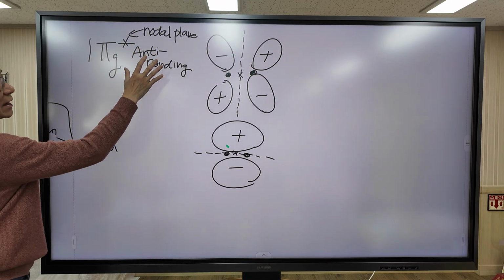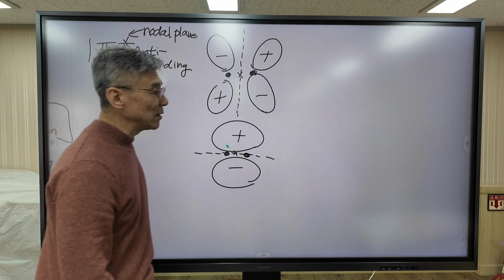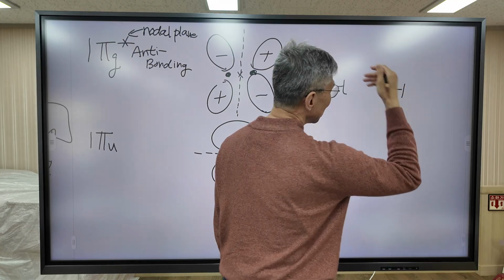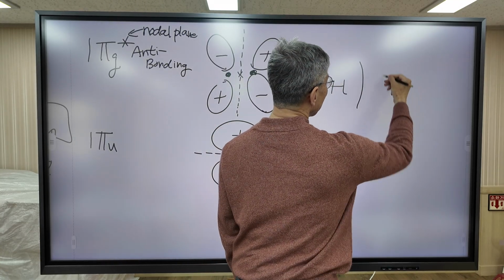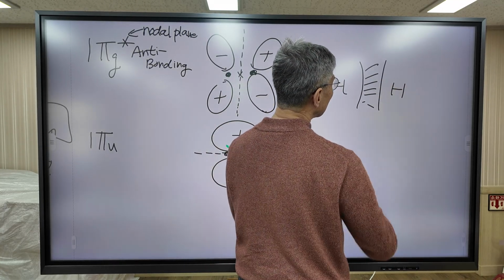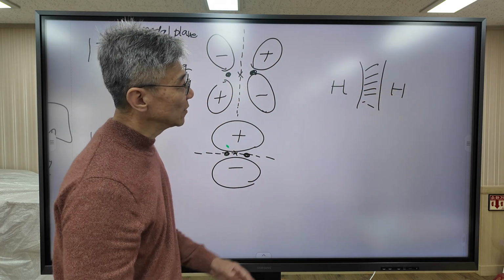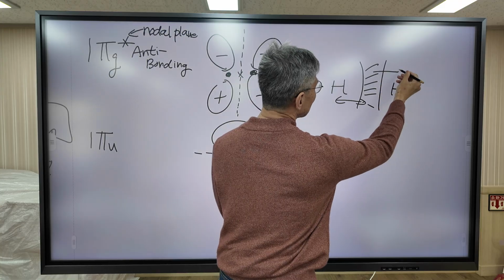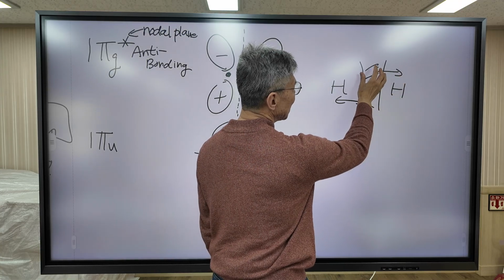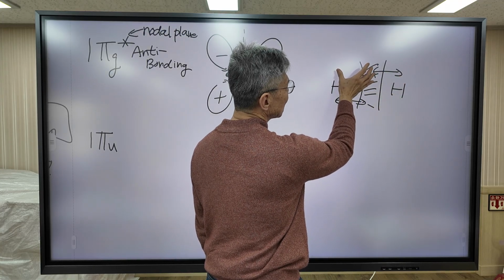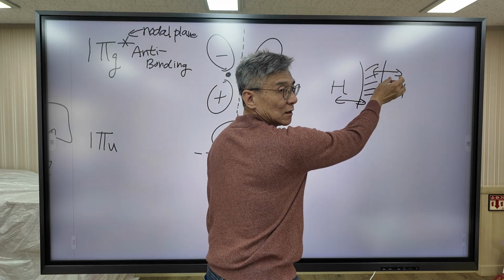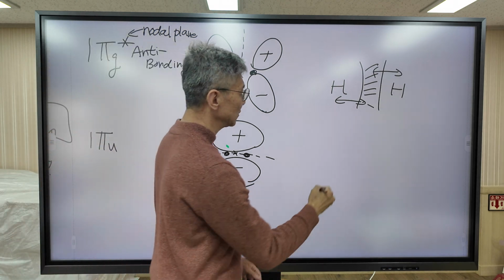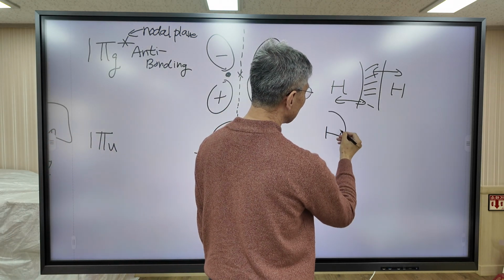Now, why is this called an anti-bonding orbital? You may remember that when I talked about covalent bonding, for a covalent bond to be formed, the electrons must be concentrated in the middle, right? When the electrons are concentrated in the middle, an attractive interaction exists between the electrons in the middle and the nuclei. So the energy is stabilized. But what happens when the electrons are outside the nuclei?